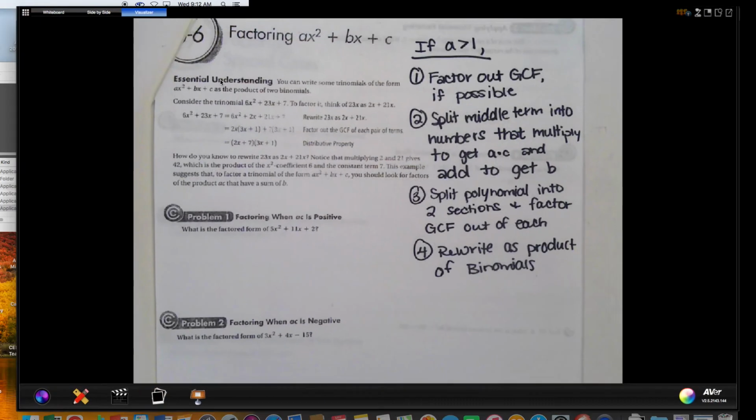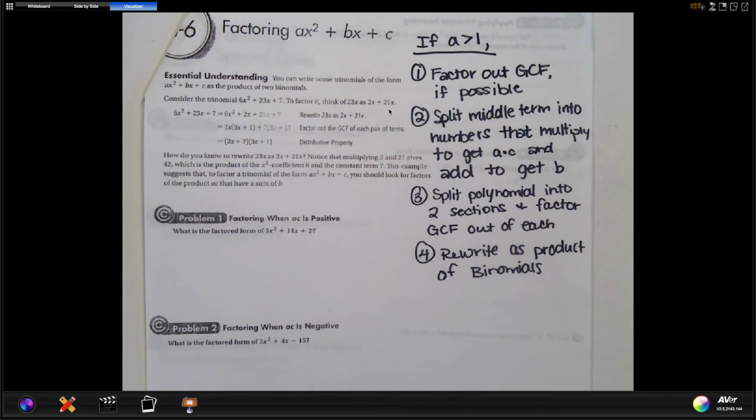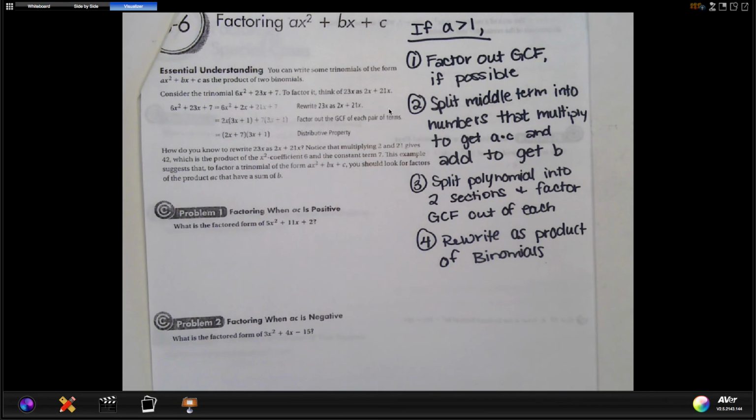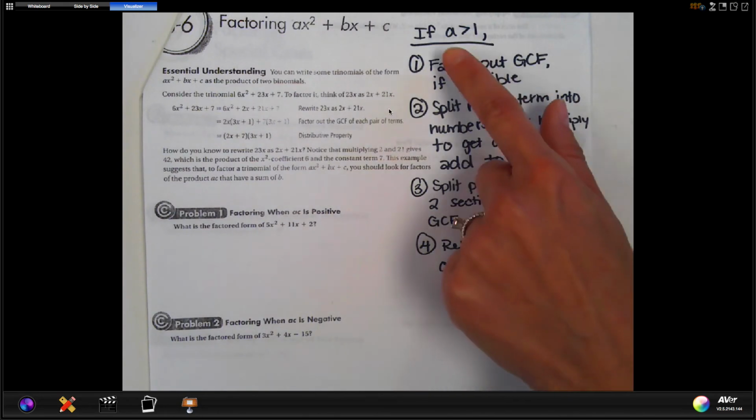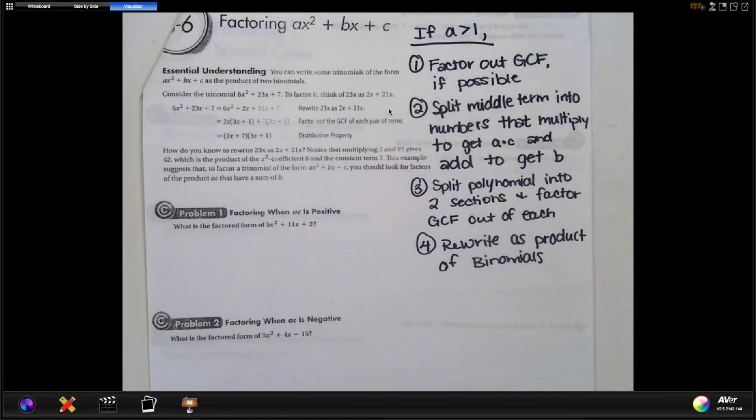If you are at home, make sure you turn to 8-6 in the note packet, factoring ax squared plus bx plus c. We're going to focus on when that coefficient in front of the x squared is greater than 1 today. So you're going to want to write these notes down so that they go with the examples. Okay, so on the first example, I'm going to show you what this means by using the notes here.